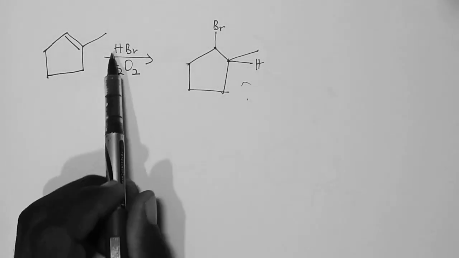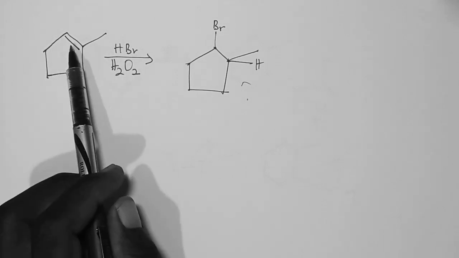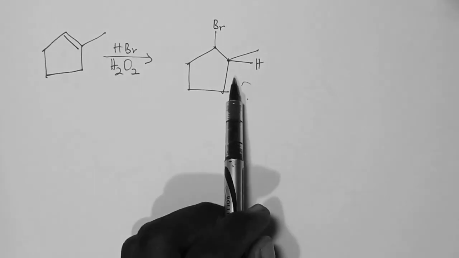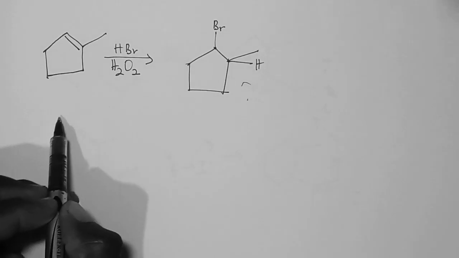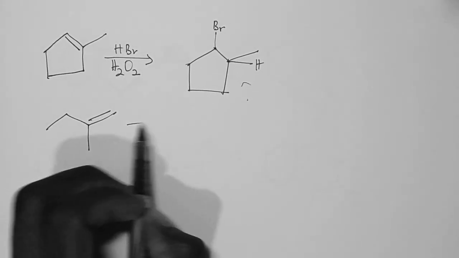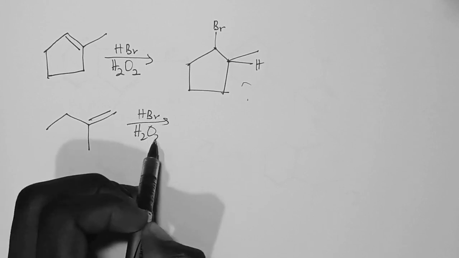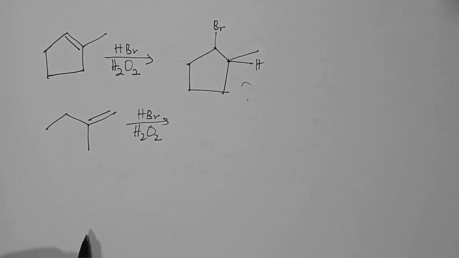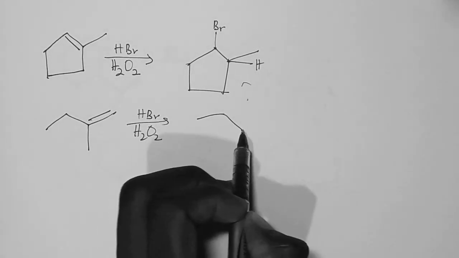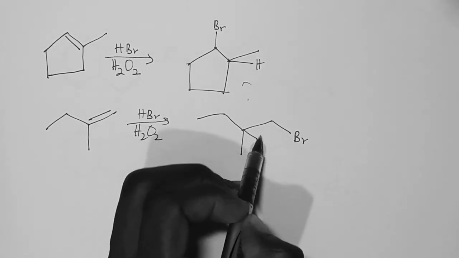So anytime you see HBr with a peroxide adding onto an unsymmetric alkene, then you are going to form the anti-Markovnikov's product. So let's consider this one too. HBr and hydrogen peroxide. What will be the final product? The final product will be the anti-Markovnikov's product, which will be this product.